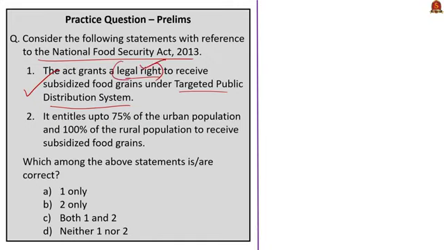Now, this statement is wrong because this act entitles only up to 50% of the urban population and only up to 75% of the rural population to receive subsidized food grains. It is not 75% and 100%. So, this statement is wrong. The question asks for the correct statements. So, the final correct answer to this question is option A, 1 only.